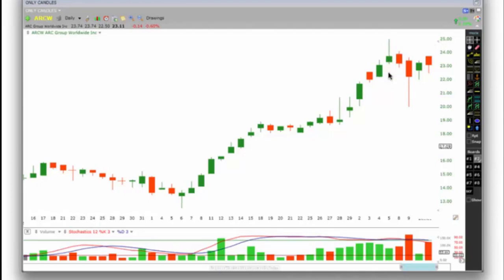Look what happened on September 5th. The price goes way up to 25, and then the price retraces to 23. This signal is called a shooting star, the exuberant buying. The following day the price opened higher. However, the bears took the price down. This makes what's called the bearish engulfing.